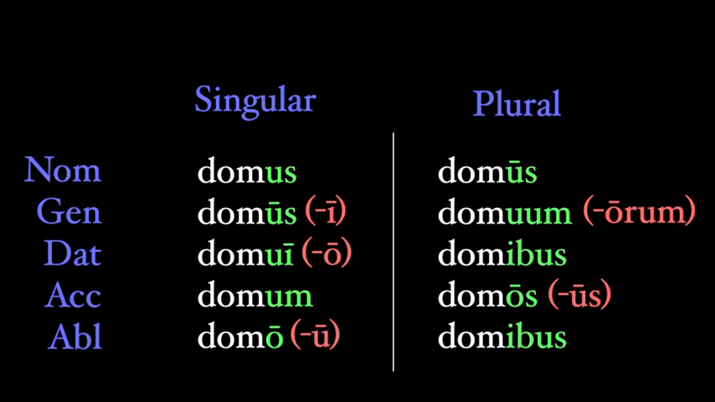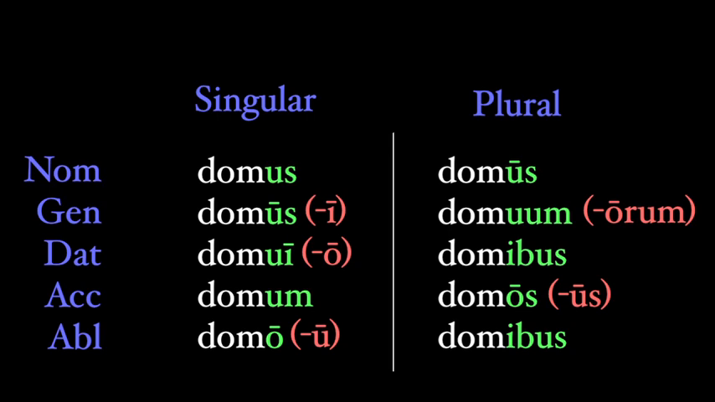So the genitive singular for this word can either be domus or domi, the dative domui or domo, and the ablative domu or domo. The genitive plural is either domuum or domorum, and the accusative is domos or domus. When in doubt, default to the first form, but know that the second form, the one in parentheses, is found in literature.